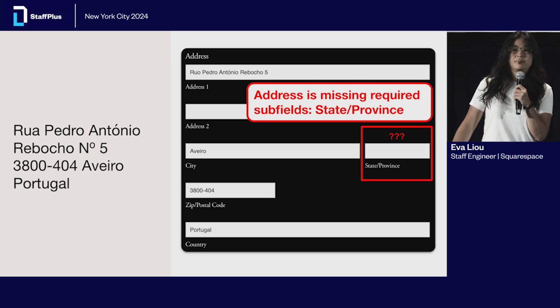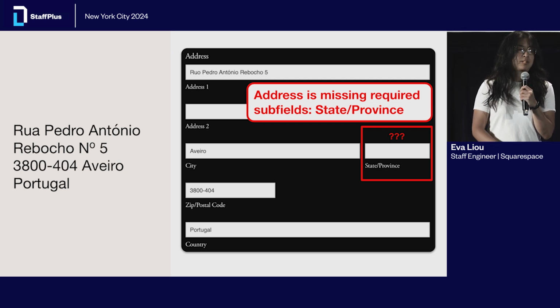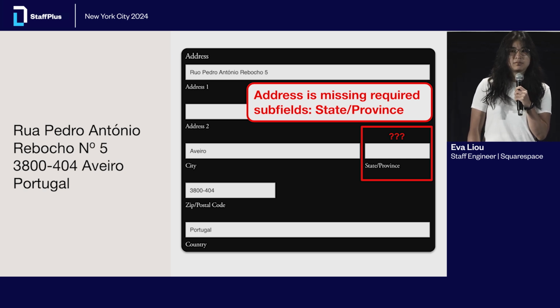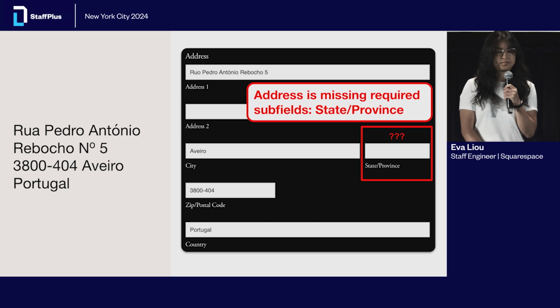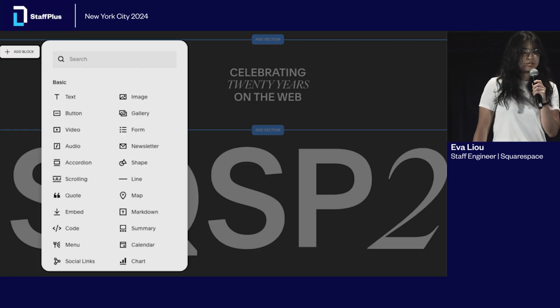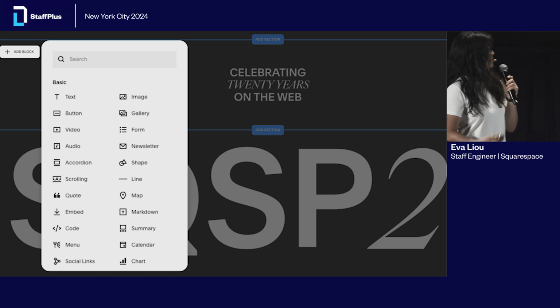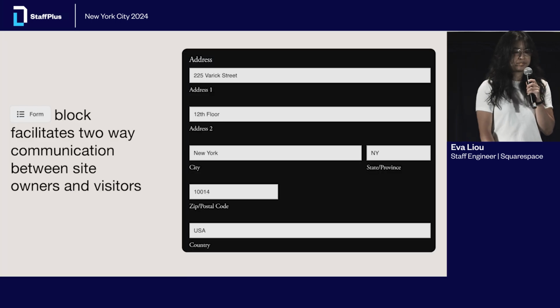And this problem wasn't limited to employees ordering swag. This problem existed for all customers using the form block, which begs the question, what is the form block? A website you create on Squarespace is composed of blocks, and you can add and arrange different types of blocks to display content on your site.